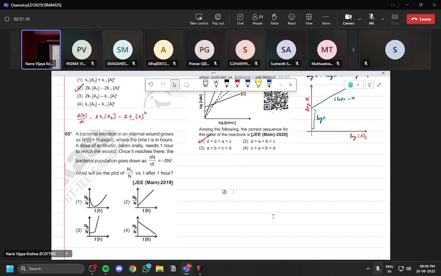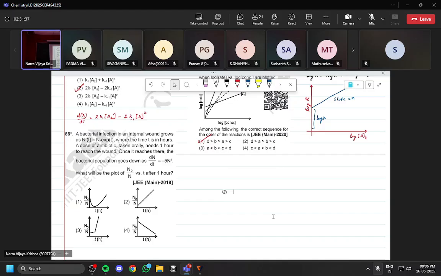dN by dt equals minus 5N squared. What happened to the rate? It is decreasing. dN by dt is negative now, so the rate of bacteria is decreasing. What will be the graph for N naught by N versus time?